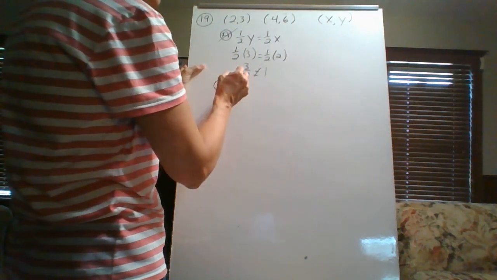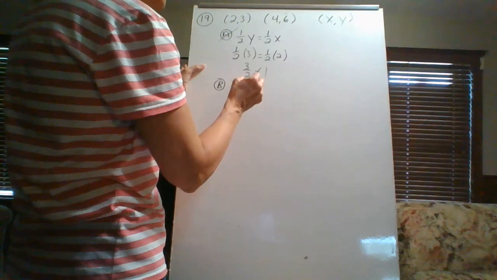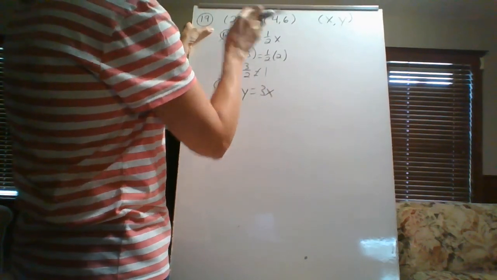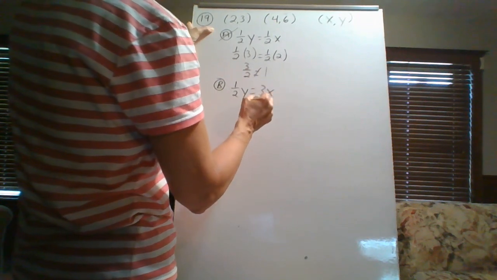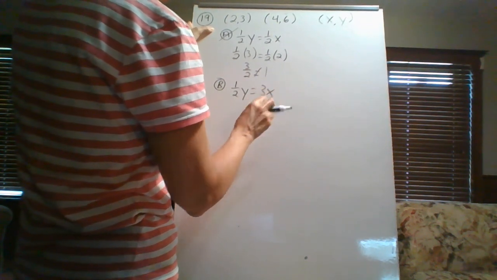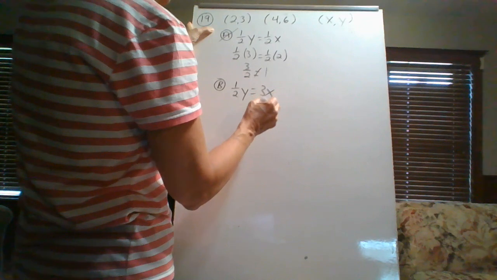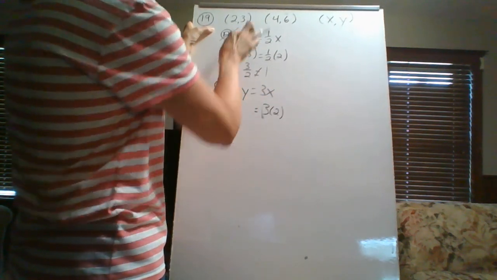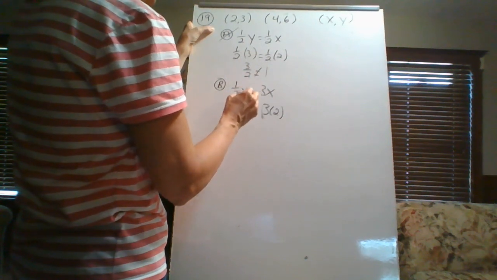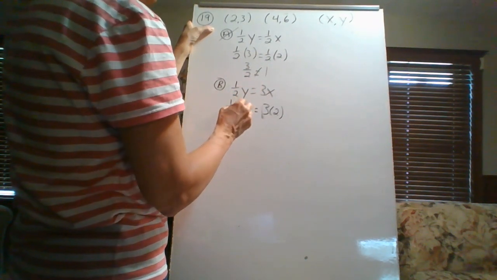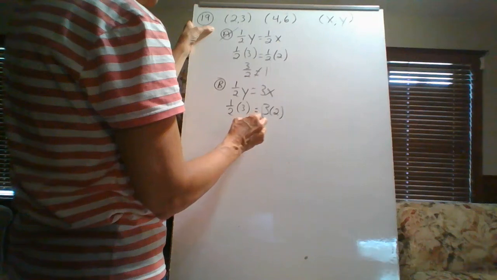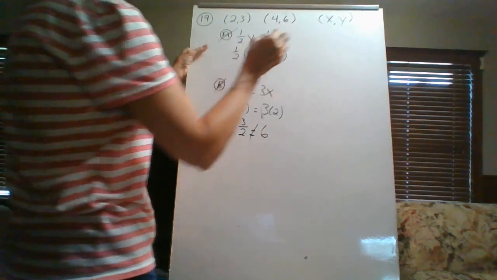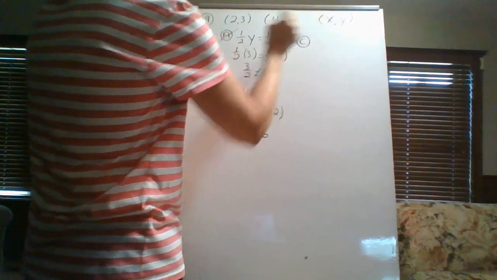So let's look at B. 1/2 y equals 3x. Let's just start with our first point. Okay, x is 2. So it's 3 times 2, 1/2 times y is 3. 1/2 times 3, you can do it on the calculator, 3 halves. 3 times 2 is 6. Nope. B's out.